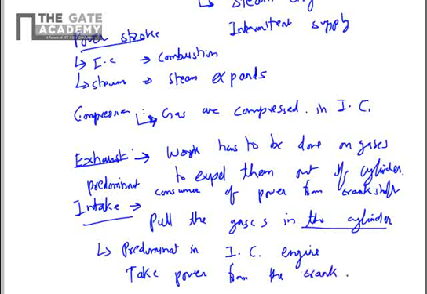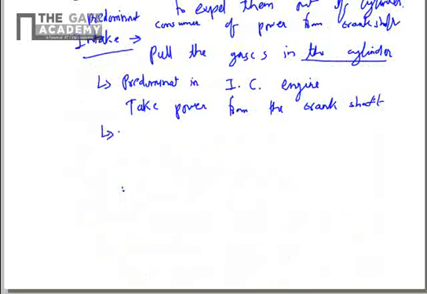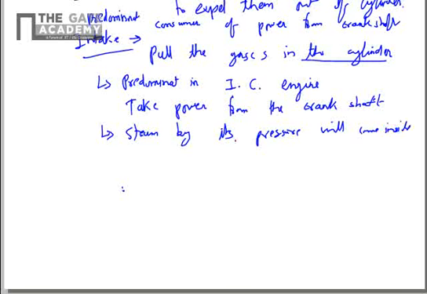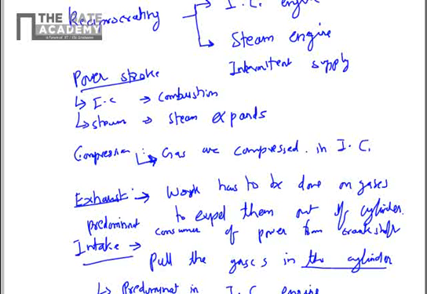So as you can see here, the requirement for the IC engine and the steam engine is a little bit different. For the intake stroke of the steam engine, you don't need to supply that much power because steam by its pressure will come inside the cylinder. So you don't have to give that much power during the intake stroke, but during the exhaust stroke, you have to do work on the gases to push them out of the cylinder. That is important for steam engines. And the compression stroke is predominant in IC engines.